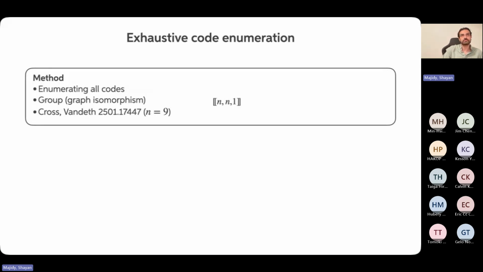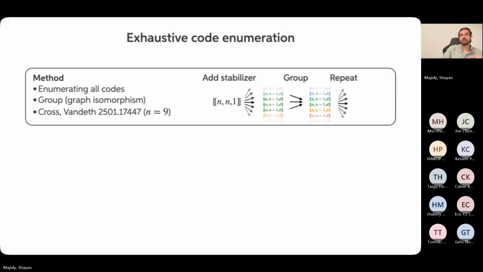And their scheme is you begin with a trivial code, which is just n physical qubits side by side. You then add any stabilizer that's not currently in your code. What this does is it has the potential to increase d at the cost of lowering k. You then group the equivalent codes, and then you repeat. And you keep going like this until you generate all codes. I'll give you an example of how we did it.